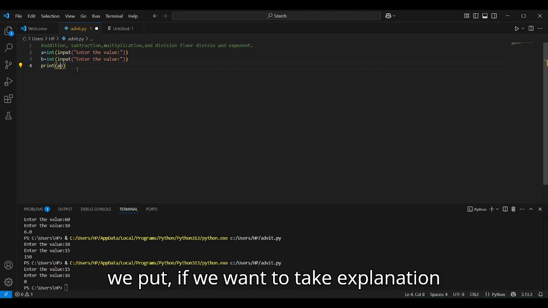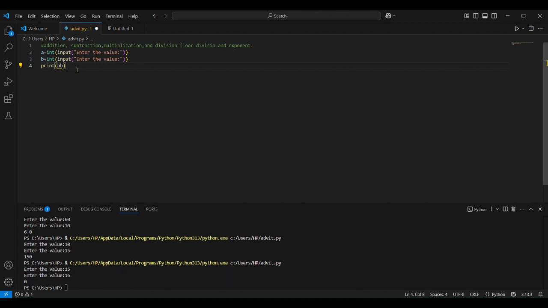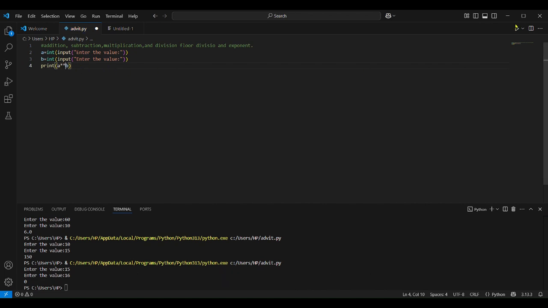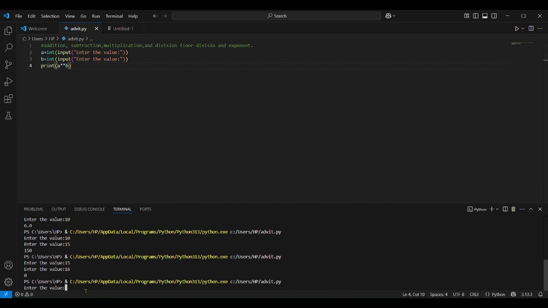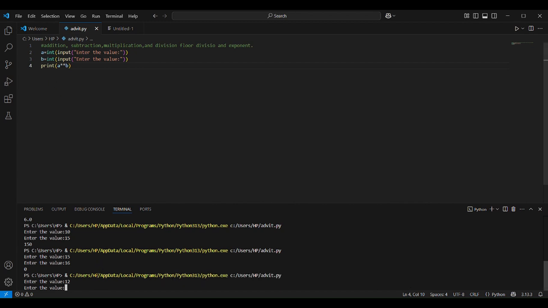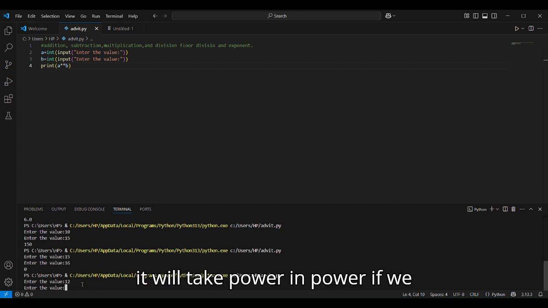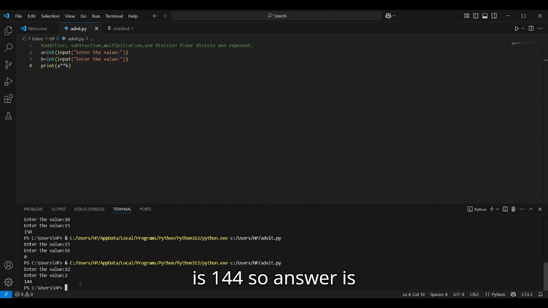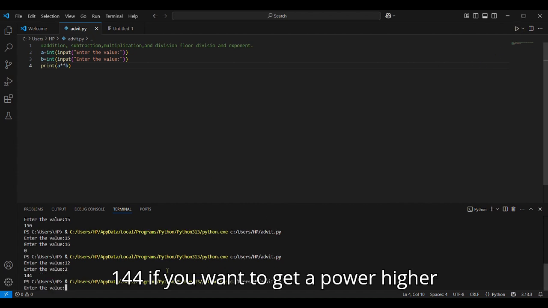If we want to take the exponential, we put the multiplication symbol twice. Then run it, taking the value 12 for a. For the value of b, it will take the power. If the power is 2, this means 12 raised to the power 2. Then if we enter, we know that 12 into 12 is 144. So the answer is 144.